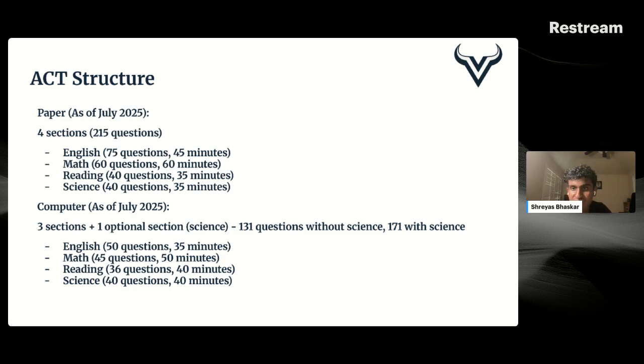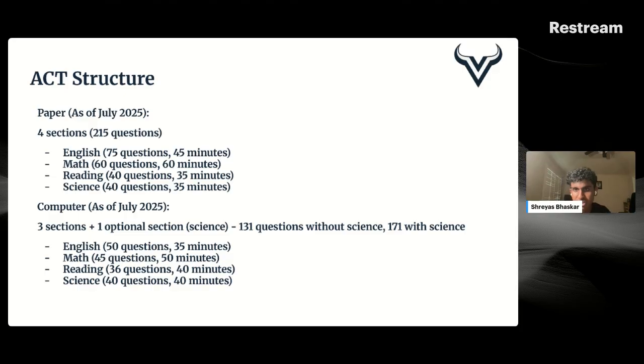For the computer ACT, which I think they're coming up with in their July exam this year, it's gonna be three sections plus one optional section, which is science. So if y'all want to take science, then you can decide to, but you can also take the test without taking science. So it'll be 131 questions without science and 171 with science. So there's a notable difference in the number of questions.